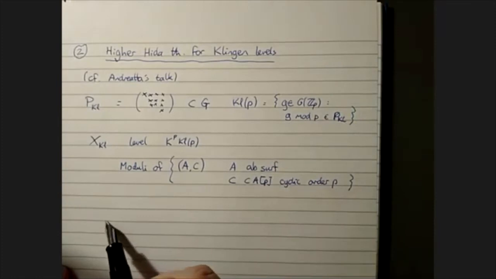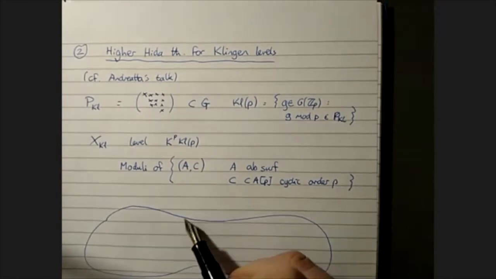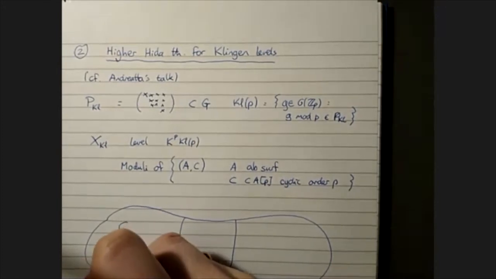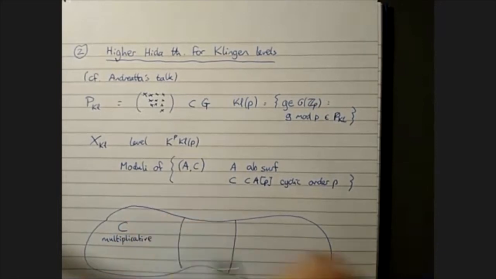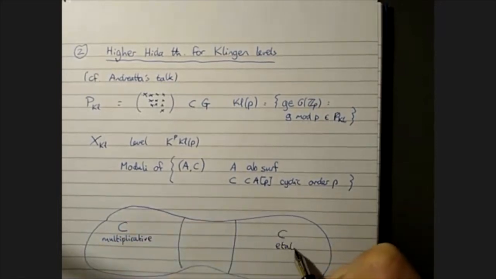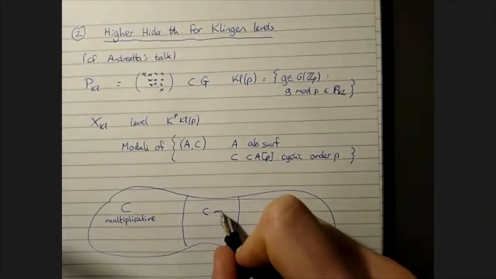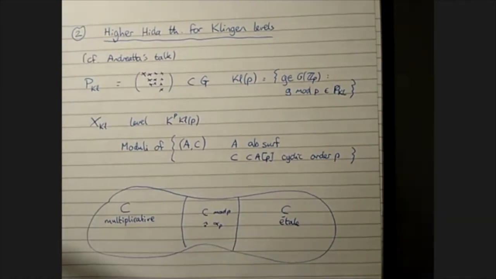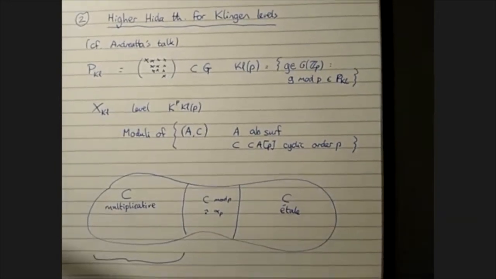I'm going to draw a picture of this variety, which is possibly a rather misleading picture. So it has two big blobs. So this is the locus where C is multiplicative. Here is where C is étale. And there's some stuff in the middle where C mod p is alpha_p, the infinitesimal group scheme over F_p bar. And this is slightly bad notation, but it seems to have become somewhat standard nonetheless.